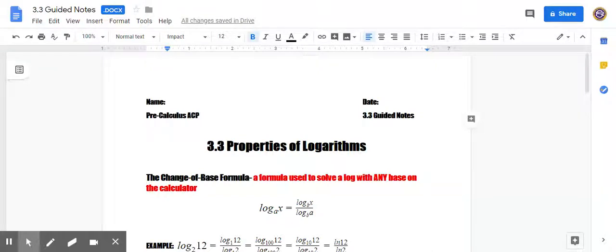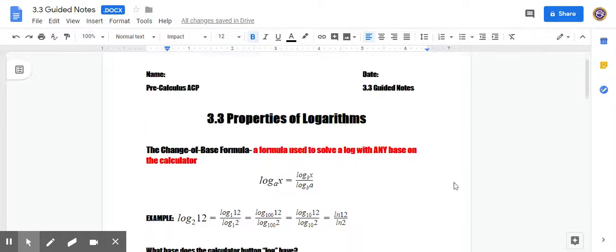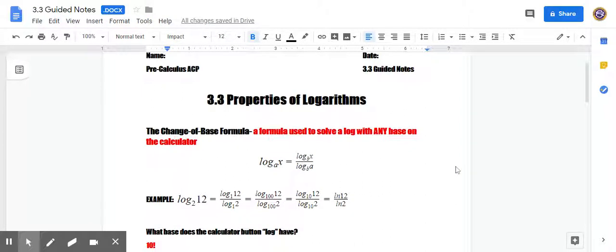This is section 3.3 on properties of logs. In the last section, we learned what logs are. In this section, we're going to learn how to use them. The first thing we want to learn about is the change of base formula. This is a formula used to solve a log with any base on the calculator.